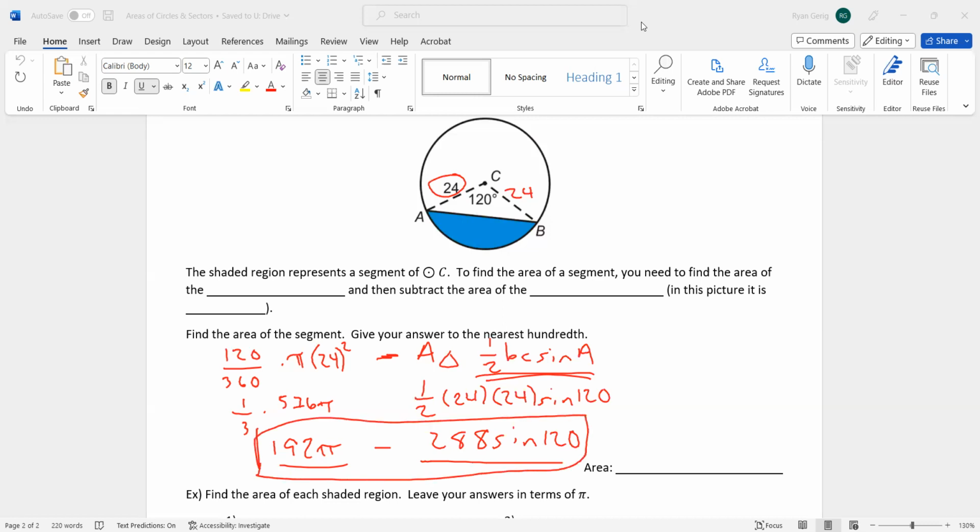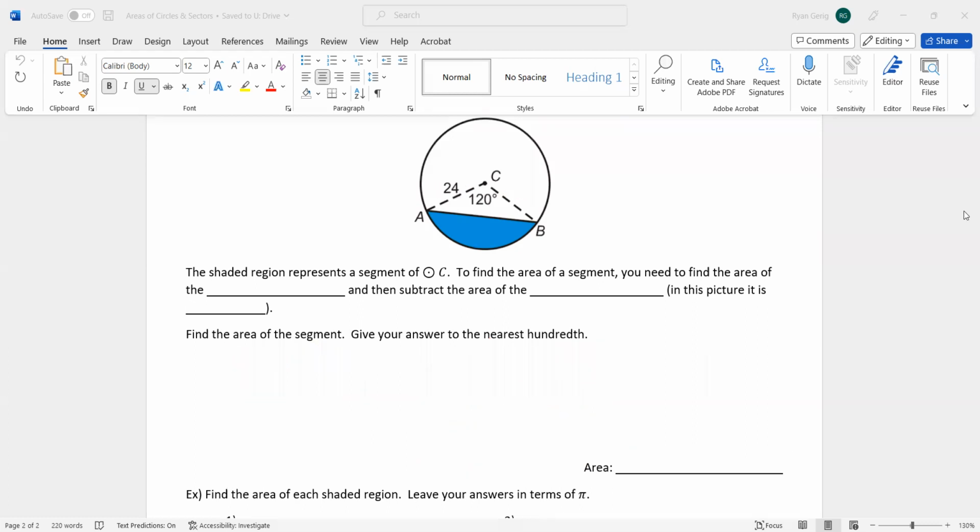However, I did say give it to the nearest hundredth, so now I can type it in the calculator. So 192 pi, make sure you use the pi button, minus 288 sine 120. And I get 353.77. And that's the area of that region. And that would be units squared. All right. You will have to know how to do that.